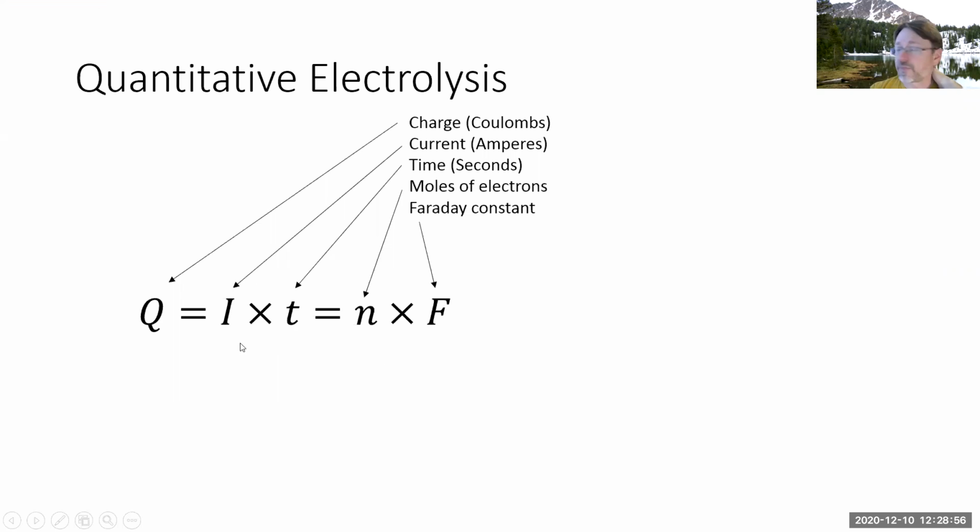How do you determine that from the electronics of what's going on? Well, you measure the current, and current is just coulombs per second. So you multiply it by how many seconds you run the experiment, take the current times the number of seconds, and that tells you what your total charge is. You divide that by Faraday's constant to find out how many moles of electrons you used, and then you use the stoichiometry of number of electrons to the reaction that you're performing to find out how much of the reaction you performed.